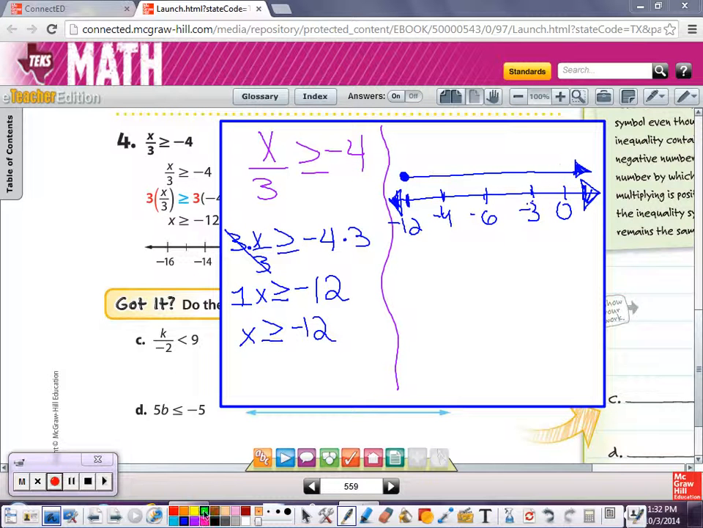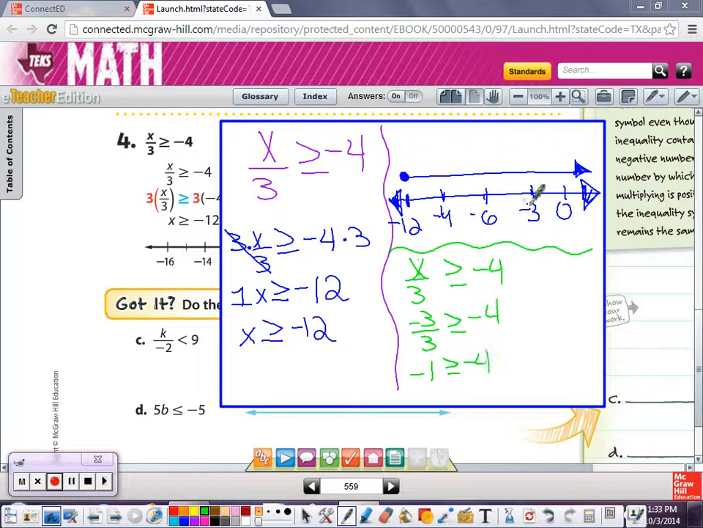We should always check our work. So I'm going to go ahead and do that down here in this next space. My inequality said x over 3 is greater than or equal to negative 4. I'm going to pick a number on this number line. I'm going to use my old friend. Instead of 0, let's try negative 3. Negative 3 divided by 3 should be greater than or equal to negative 4. A negative divided by a positive is a negative. 3 divided by 3 is 1. Is negative 1 greater than negative 4?